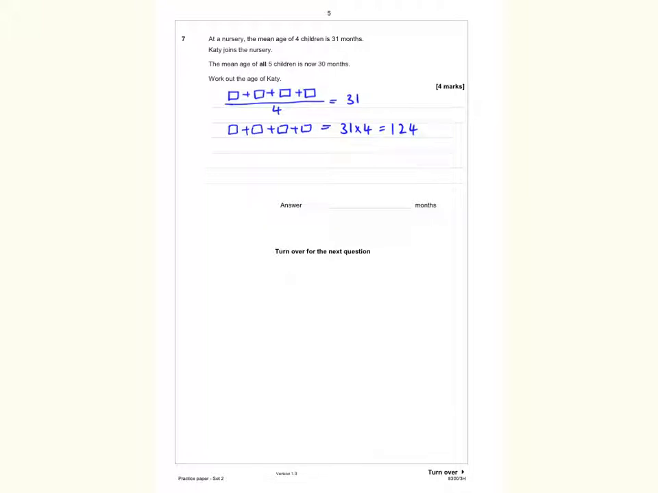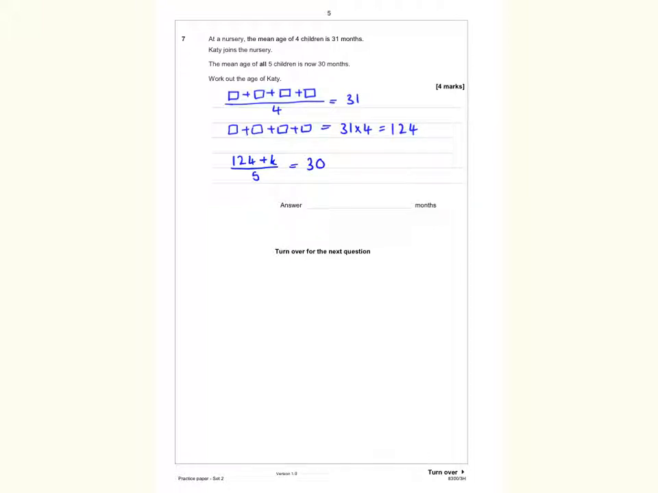So 124 months. We're saying those 4 children, if we were to add up their ages, it will be 124 months. Katie now joins the nursery. The mean age of all 5 children is now 30. So for Katie's age, instead of using a box like that, I'm going to use K. So now we're going to actually use algebra for it. So 124 add Katie's age. This is the sum of all 5 children's ages now. Divide that by 5 gives us 30.